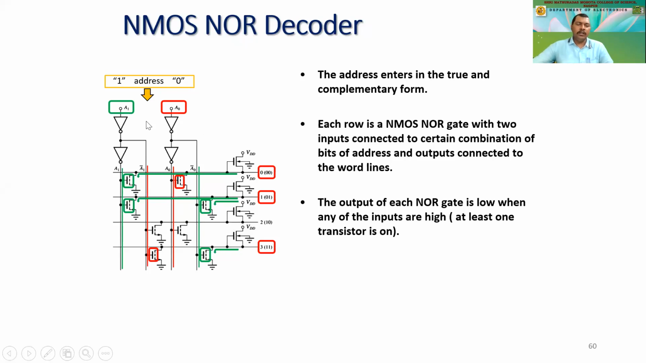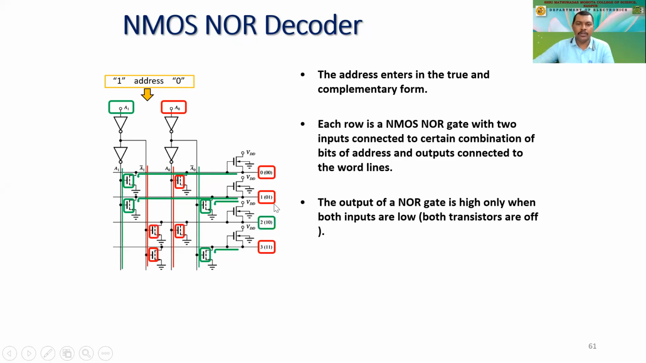So this is inverted, and they are given for particular cells. Accordingly, we'll be having the output. So you are able to see how the data can be decoded. These are some of the important points on how the data is being read from the memory.